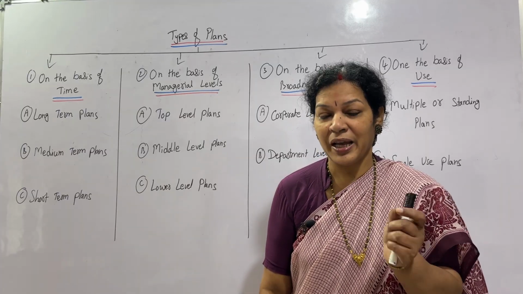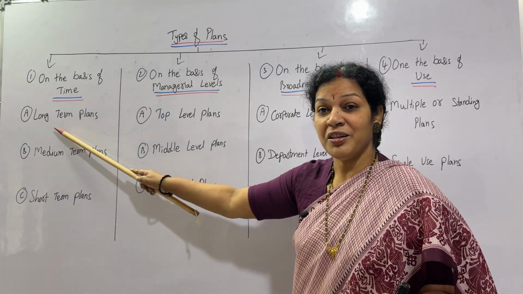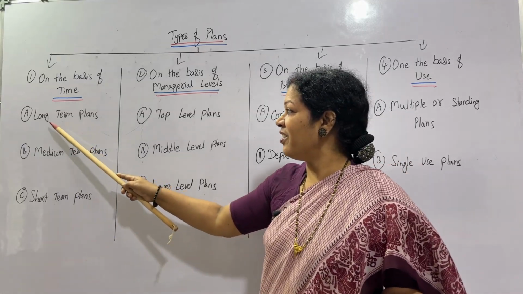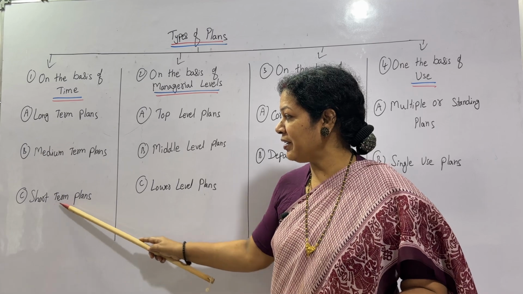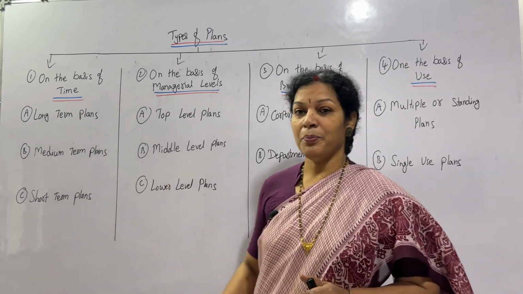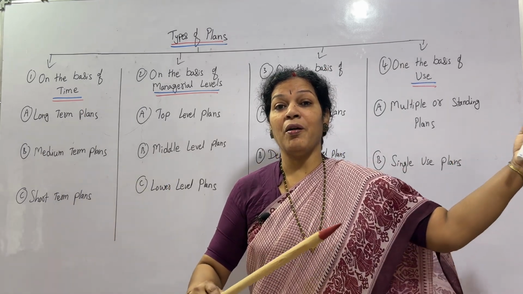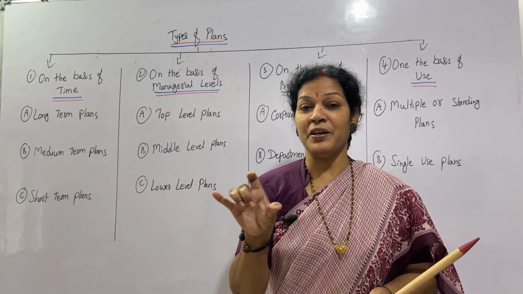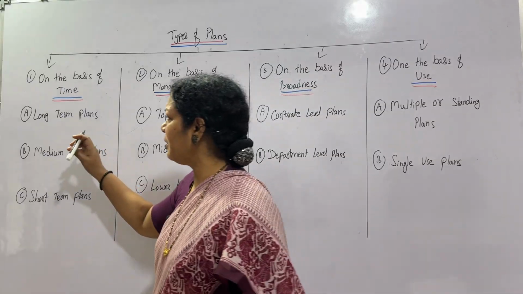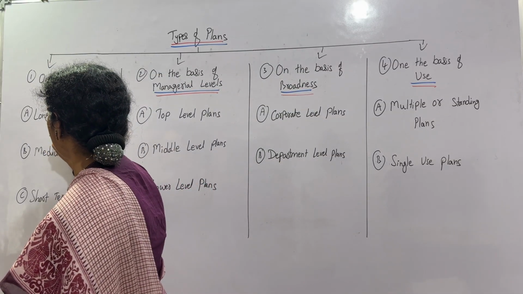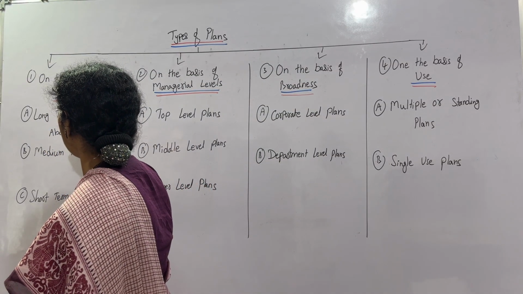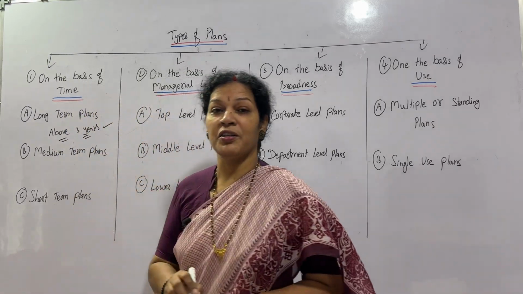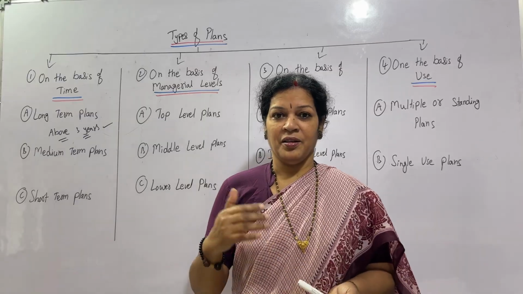On the basis of time, we have three plans: long term plans, medium term plans, and short term plans. Say along with me. Long term plans means the planning is for a long period. How long? Long period means more than 3 years, above 3 years. We say it as a long term plan. Long term we are planning.